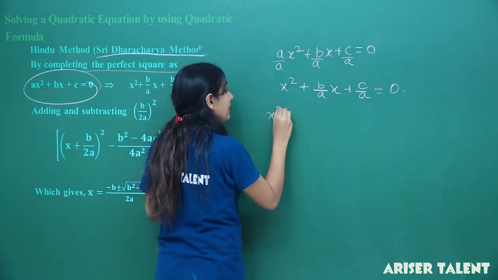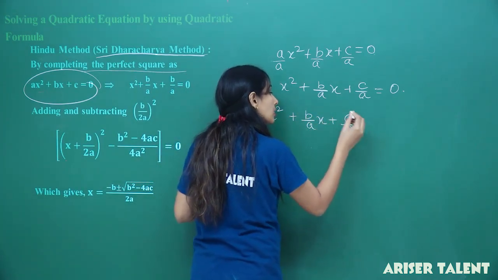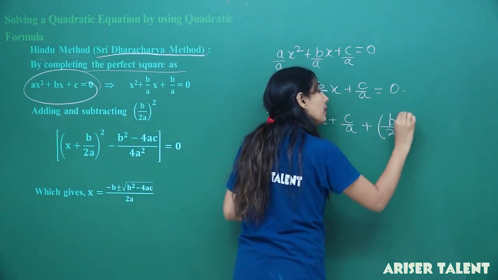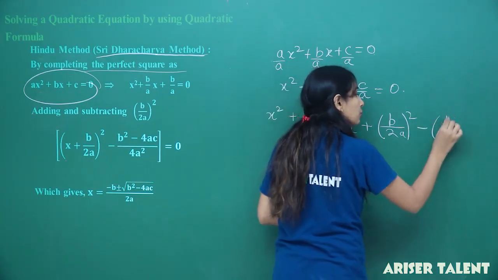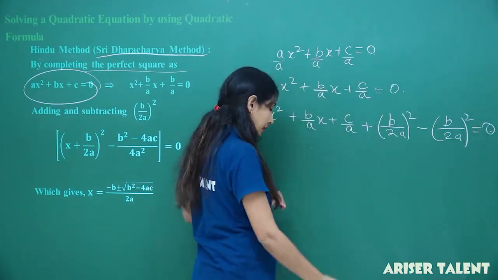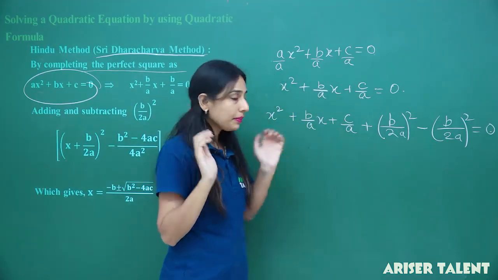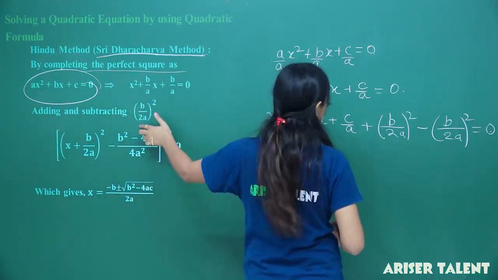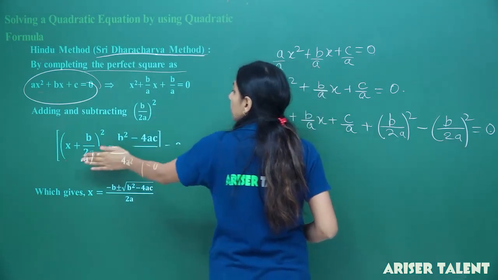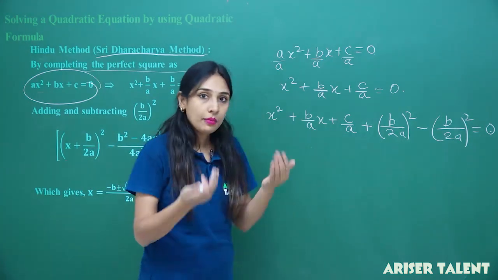Okay, so that will be x square plus b by a x plus b by 2a whole square minus b by 2a whole square. To balance this equation, I have to add and subtract simultaneously so that the balance can be made. Okay, I have added and subtracted. Now, this equation will lead to this equation. How? I am going to tell you how.